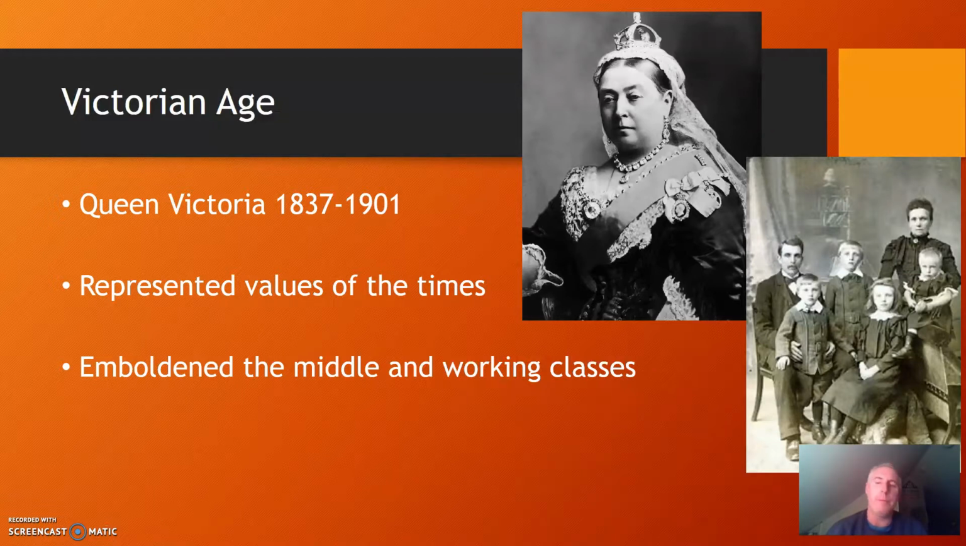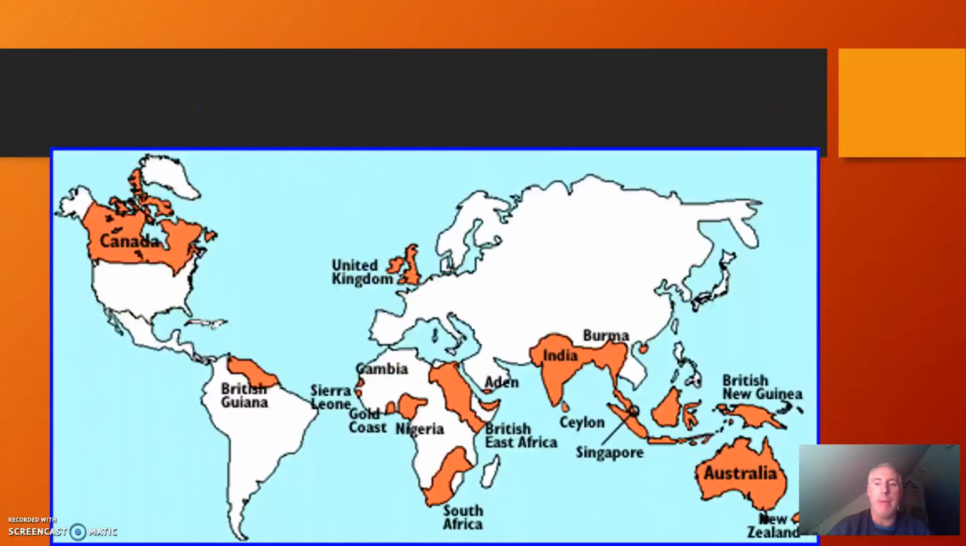The working class, we'll talk about that again in a second. One other point of note about the Victorian age was the size of the empire. It got a lot bigger. Let's look at the map here.